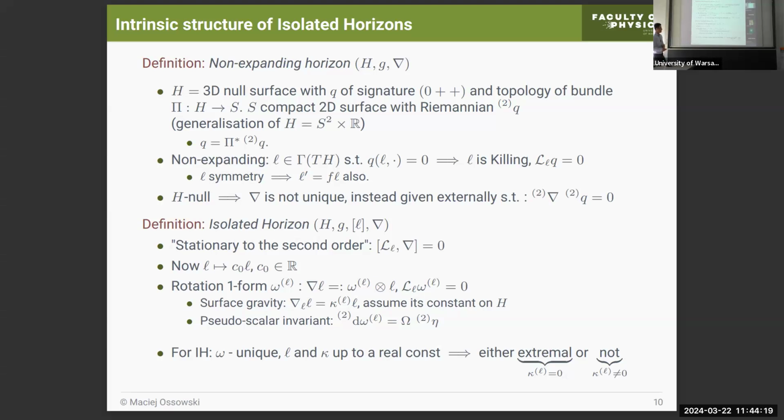We can define the surface gravity in the same way as for the Killing horizons. However, because I haven't actually said anything about Einstein equations, this kappa has to be assumed to be constant by hand. If you had some Einstein equations, then this would be a consequence. However, so far we just put it by hand that kappa is constant.